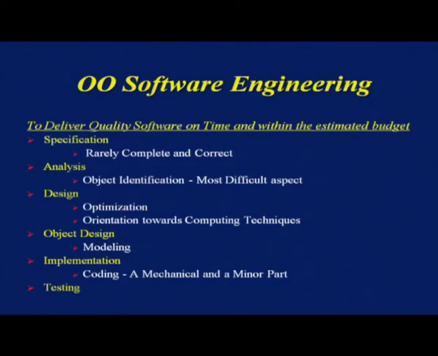Coding is a mechanical and a minor part. By the time OOAD began to tell its effect, coding was not considered such a serious and a fantastic idea. We need to do coding. Coding is inevitable, but then that can be done by automatic tools.